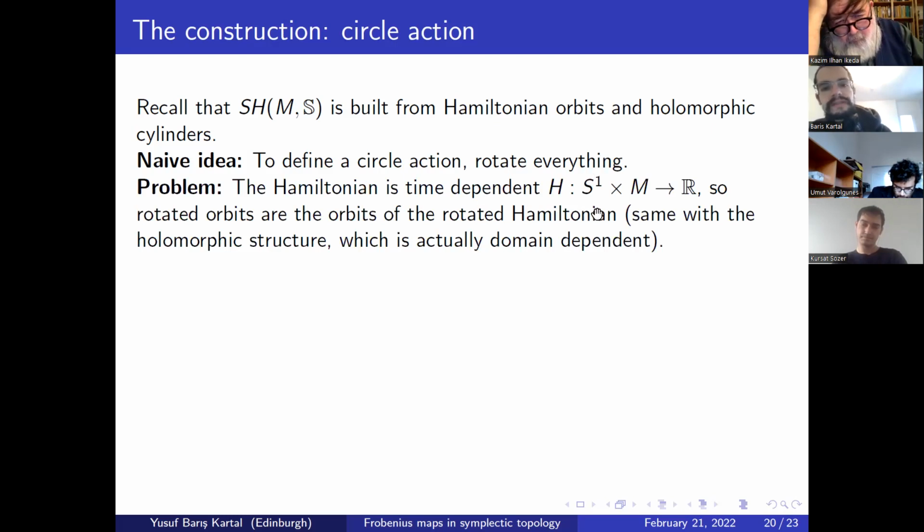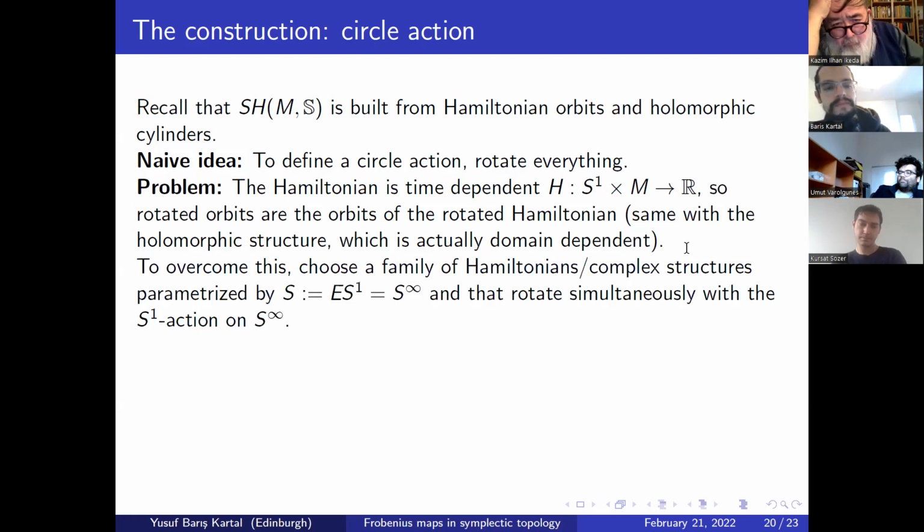So the naive idea is to rotate everything to define the circle action, but that doesn't work. For one thing, the Hamiltonian itself is time dependent. This is the lesser issue, I guess. The orbits of the rotated Hamiltonian, and the same with the holomorphic structure. I didn't mention this, but the holomorphic structure is actually dependent on the domain. To overcome this, you choose a family of Hamiltonians parameterized by a nice space with a free S1 action, and that's constructible.